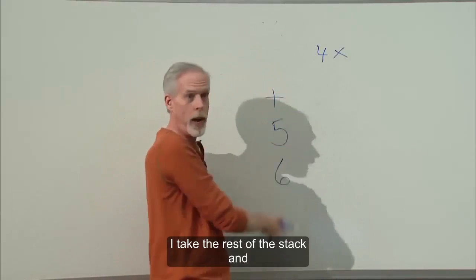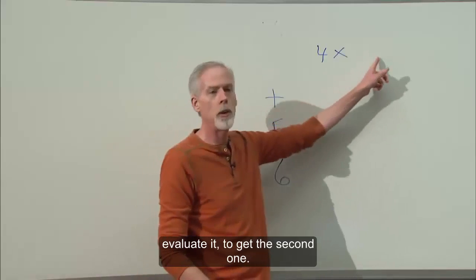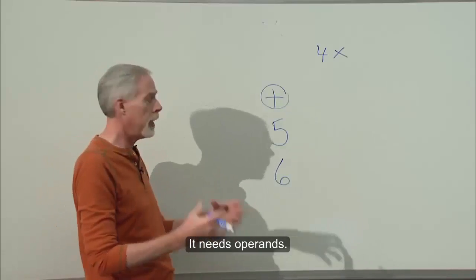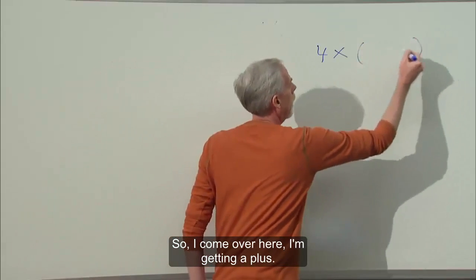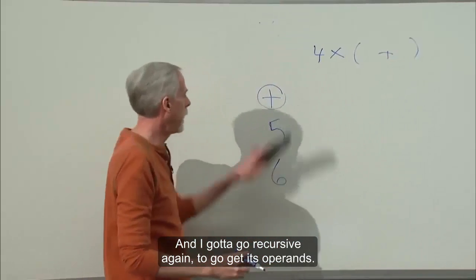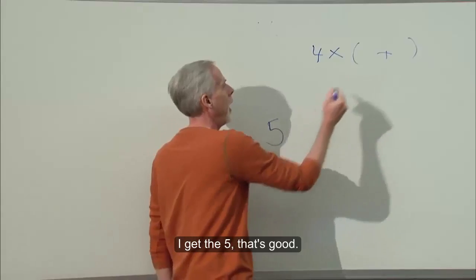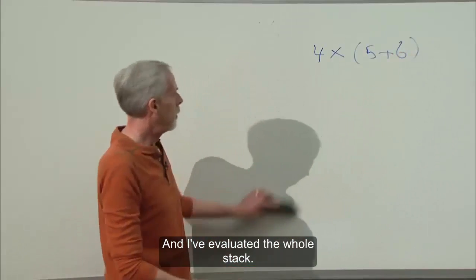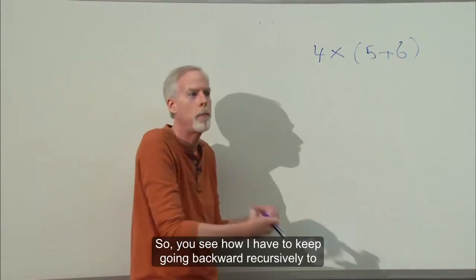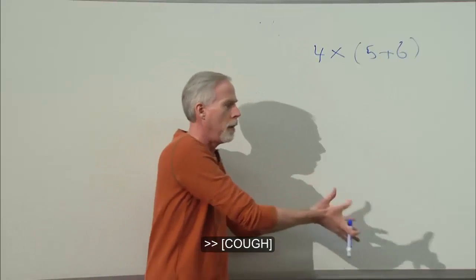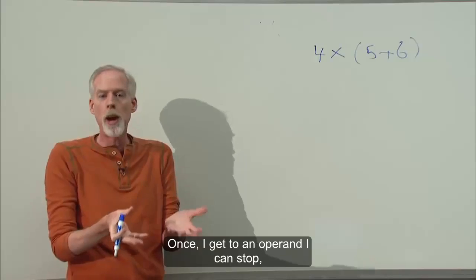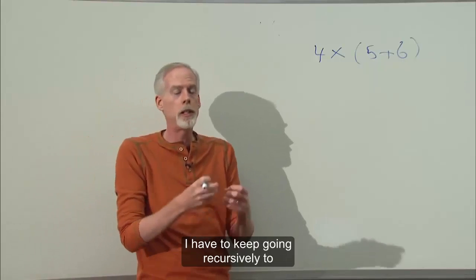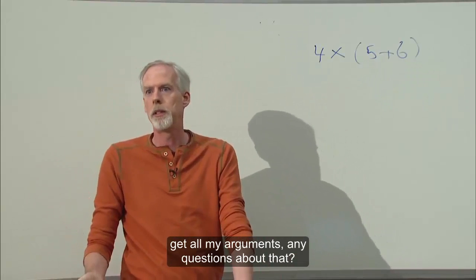Now I take the rest of the stack and evaluate it to get the second one. And when I do that, I get plus. So plus says, oh, I have to evaluate plus. It needs operands. So I come over here, I'm getting a plus, and I have to go recursive again to get its operands. I get the 5. That's good. I'm going to go recursive again, get the 6 over here, and I've evaluated the whole stack. So you see how I have to keep going back recursively to my evaluate to get the operands for my operations. Once I get to an operand, I can stop. As a number, I've got it, and I'm out of there. But every time I encounter another operation, I have to keep going recursively to get all my arguments. Any questions about that?